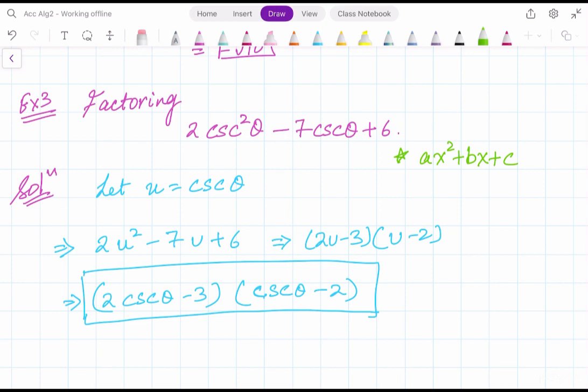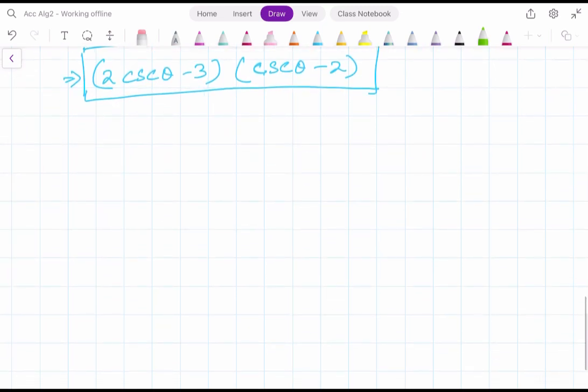Moving forward, let's take one more example. Example number 4. Another type of factoring.